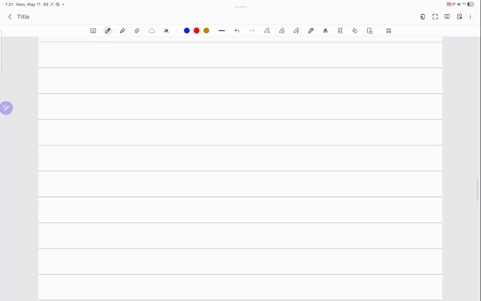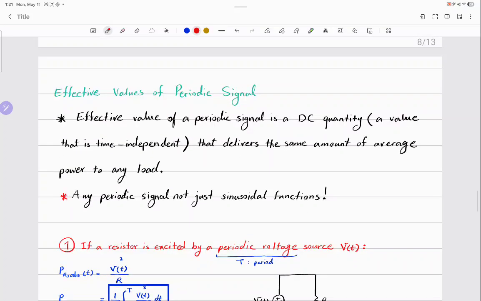Let's see the textbook definition. Effective value of a periodic signal is a DC quantity, a value that is time independent, which we call V effective, that delivers the same amount of average power to any load. Okay?